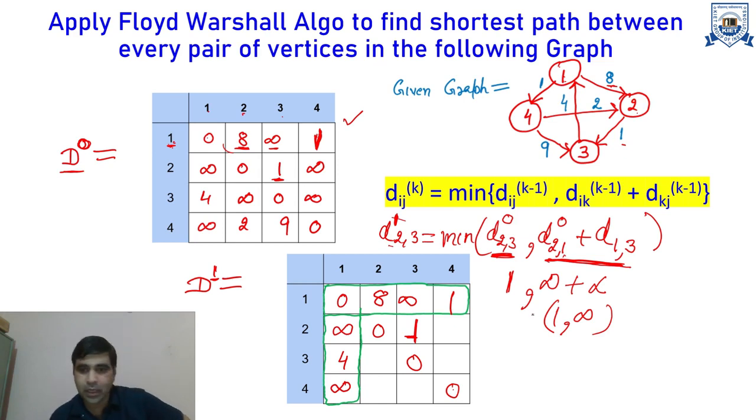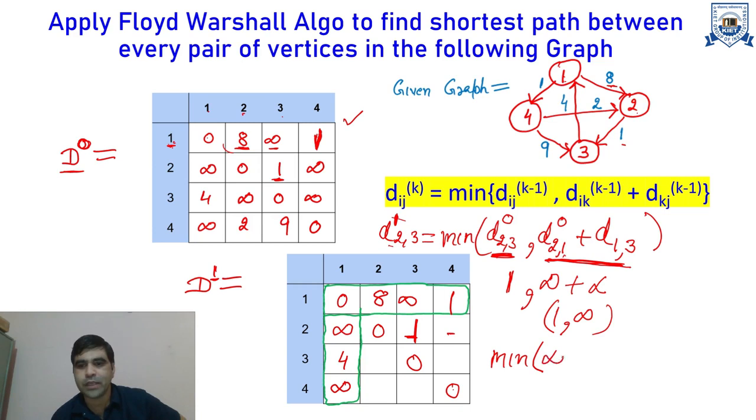So this way we calculate all the terms. Again, let's suppose, what is the value of this term? This is between 2 to 4. So 2 to 4 means we need to find the minimum, what is the direct edge? 2 to 4. See here in this particular D0, 2 to 4 we have an infinite value.